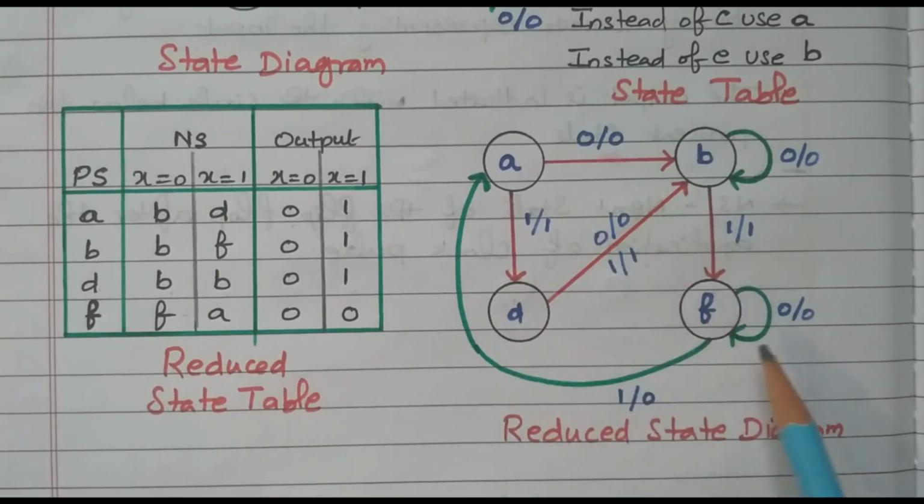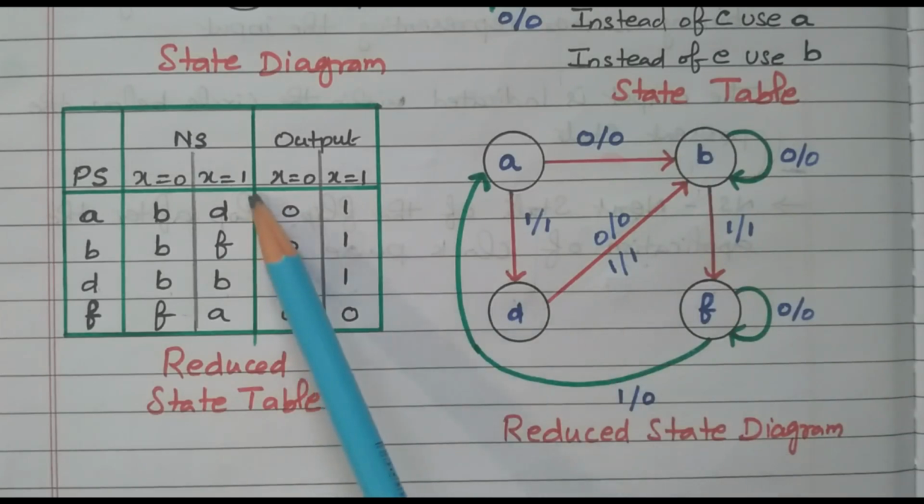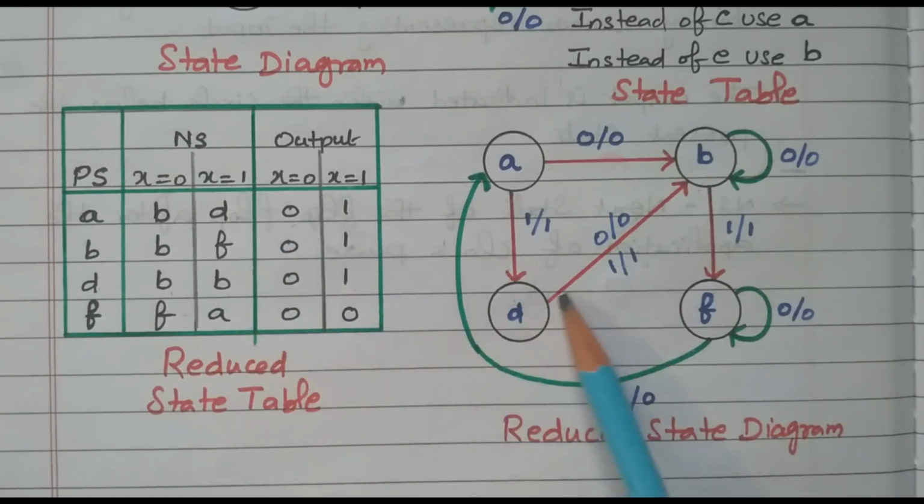Now all the states are covered. This F goes to A, everything. So this is the reduced state diagram, right? So 2 states are repeated, that is eliminated, so that we got 4 rows. From that we can draw the reduced state diagram. Now we'll see the description.